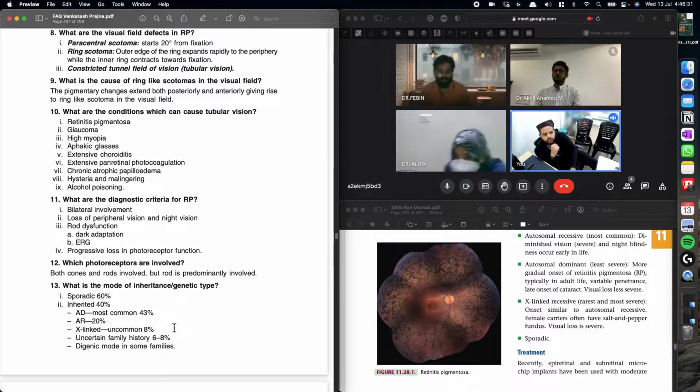What scotoma will you see in an HFA? What type of scotoma will you see in an HFA in this patient?